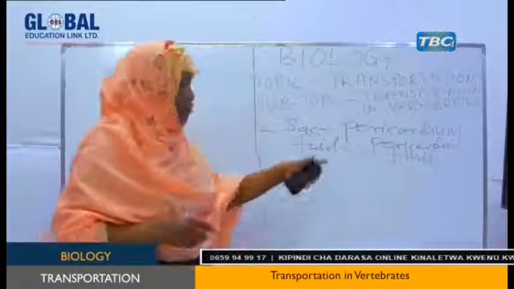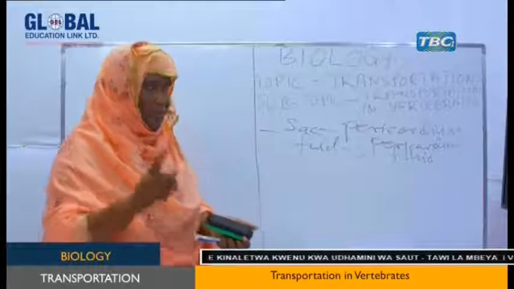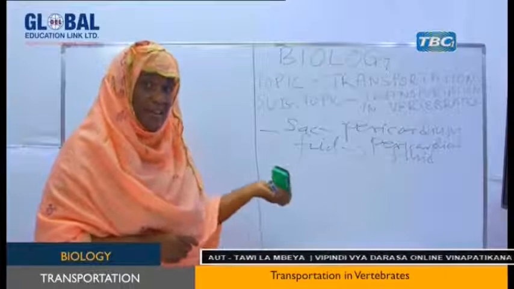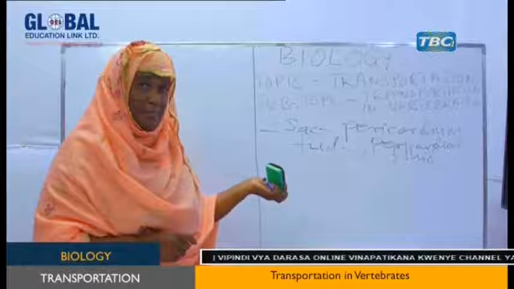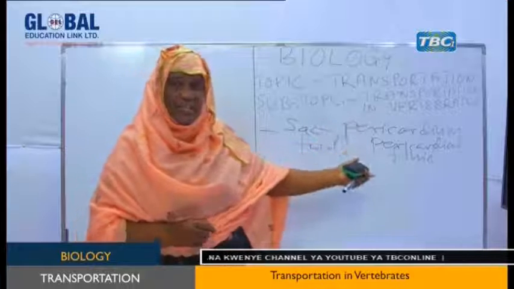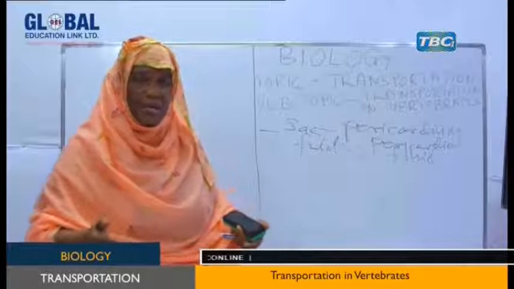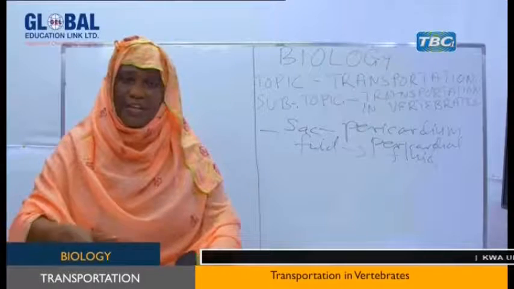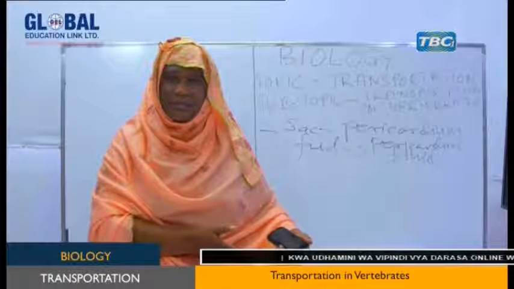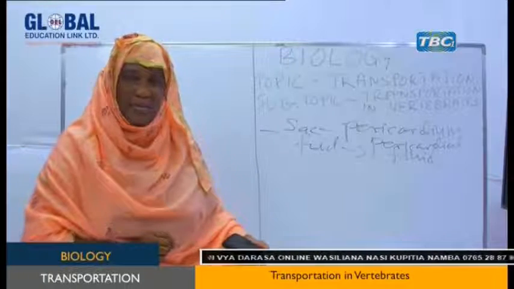Do you know the function of that fluid? Think about it. What is the function of pericardial fluid which is there? Mind you that the function of this fluid is to prevent friction between the heart, the wall of the heart, and the other tissues. That is why the pericardium is filled with the fluid.